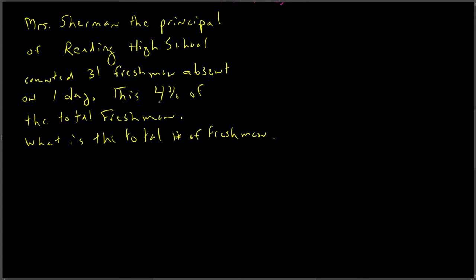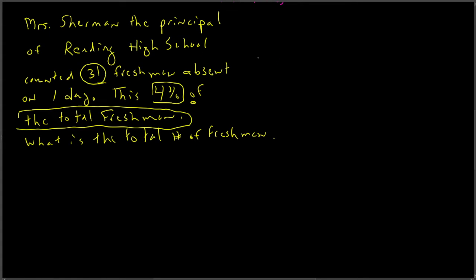Again, looking at our words, we have our percent and of. So our base will be the total number of freshmen, the thing we're looking for. And so this is our amount. So if we use our setup, the amount over base equals percent, and I'm going to turn my percent into a decimal right off the bat. So our amount is 31. Our base is unknown. I'm going to use F for freshmen equals 4%. So I turn this to a decimal and I get 0.04.